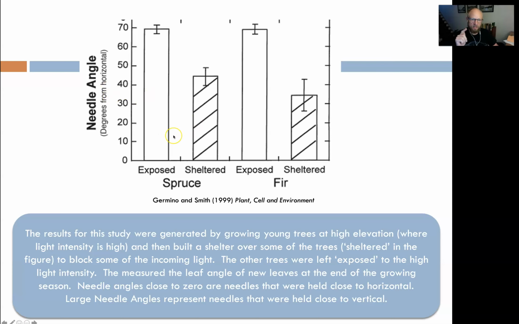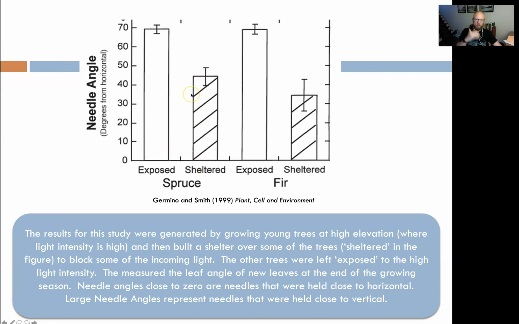Then what they did in this study to see the ability of plants to adjust their leaf angle is they measured the leaf angle of some trees growing out in the open. And then they also covered some other trees with some material that reduced the solar energy coming in. And they watched the leaf angle of new leaves growing on the trees under the shelters. And so that's these diagonally hatched bars.